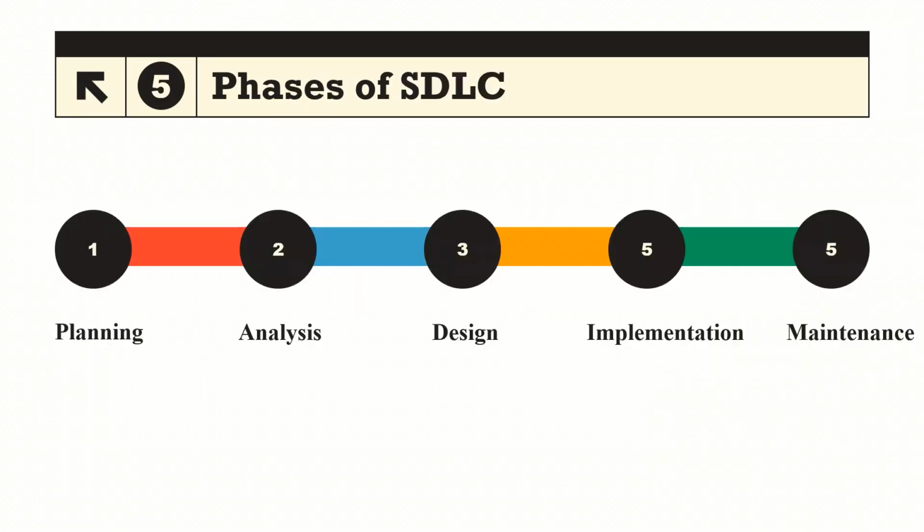Phases of SDLC. There are 5 phases of SDLC. First, we plan the software. Then we analyze the whole thing. Then design, development, and maintenance.